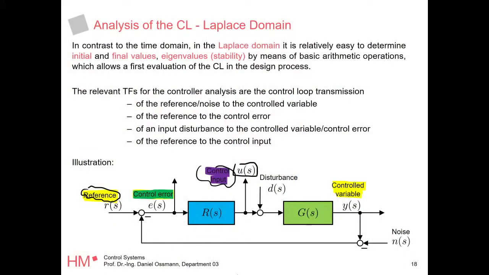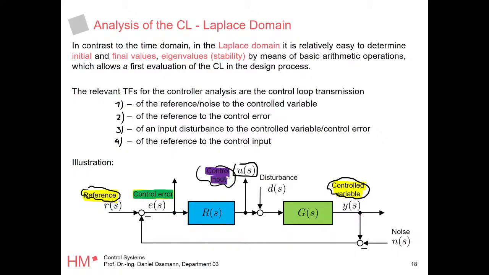Okay, and last but not least, what's also important, disturbances. How do disturbances influence our controlled variable? So these are the four. The first one is reference to controlled variable. The second one is reference to control error. We'll see this is pretty similar. The third one is the one which I talked about last: input disturbances to controlled variable or control error. And the fourth is the reference input to the control input.